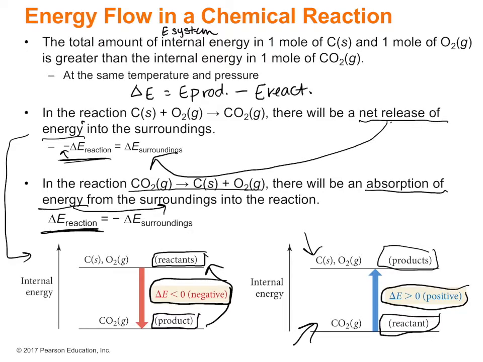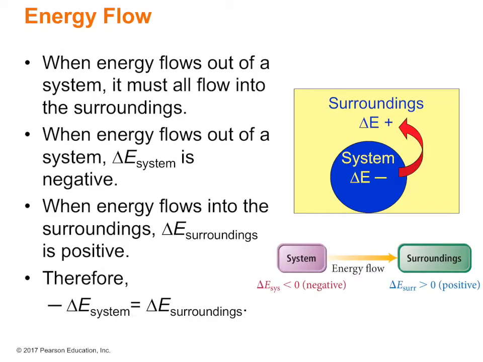Just like when you are paid from your job, you're taking money from, say, your boss, and it's going into your checking account. Therefore, you're absorbing money, or absorbing energy. So, energy flow: when energy flows out of a system, it must all flow into the surroundings. When it flows out, the change in energy is negative. Again, when you buy something from your checking account, the change in energy is going to be negative.